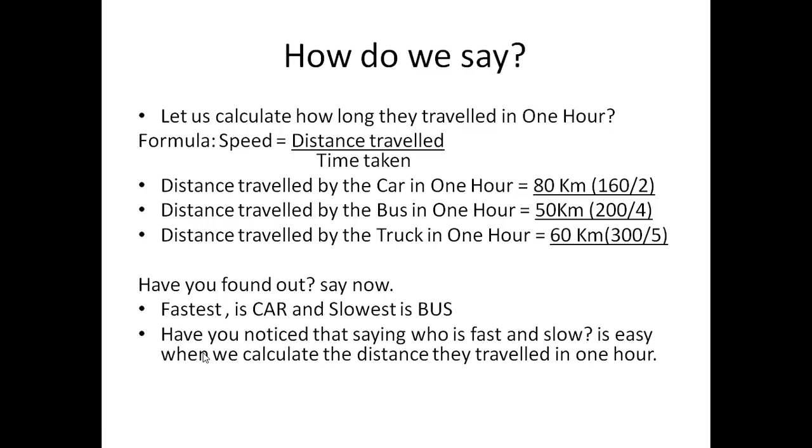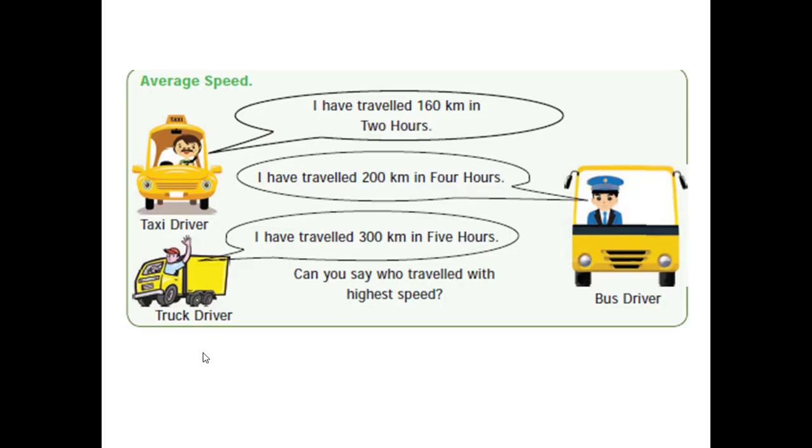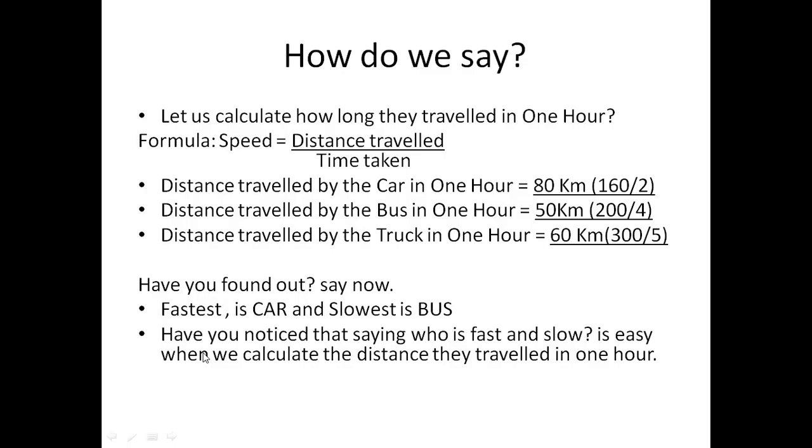How do we say? Let us calculate how far they traveled in 1 hour. The formula is speed is equal to distance traveled divided by time taken. Distance traveled by the car in 1 hour is equal to 80 kilometers per hour. How did they find that? See, 160 kilometers in 2 hours. The distance traveled is 160 kilometers and the time taken is 2 hours. So they divided 160 kilometers by 2. So the answer is 80 kilometers.